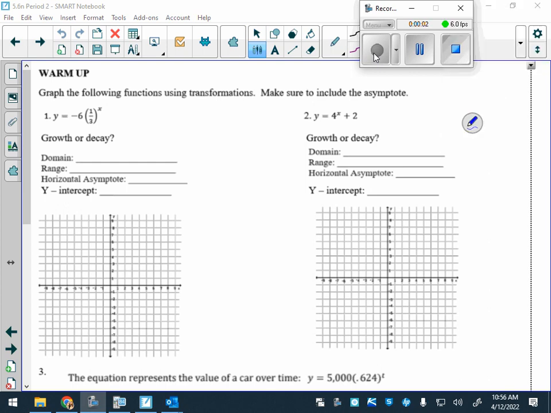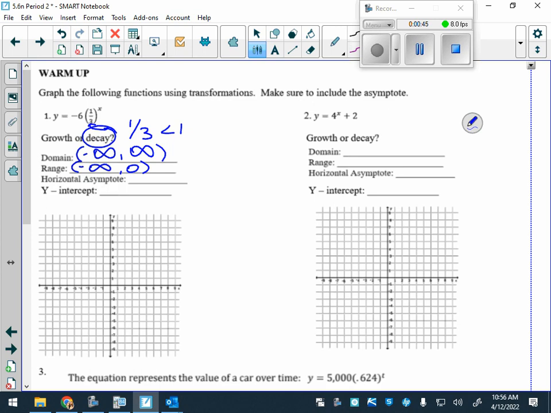All right. For the first one, Campbell, is it growth or decay? Decay, because that 1/3 is less than 1. What is our domain? Jackson. Negative infinity to infinity. What would be our range, Laurel? Least to greatest. Excellent. Negative infinity to 0, and we'll prove that in a second. Julia, what's our horizontal asymptote?